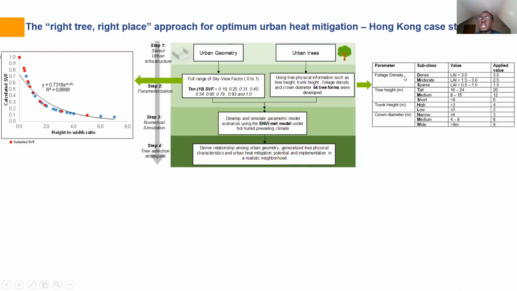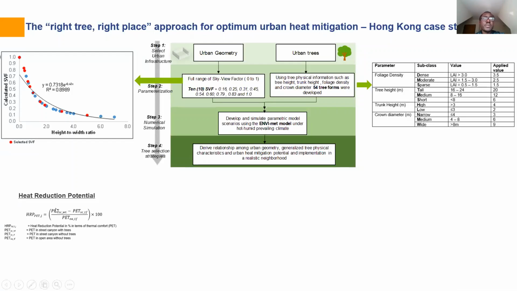But the point is, trees actually differ in terms of their physical, or morphological, characteristics. We then have to subclass each of these 4 parameters of trees into subclasses. With that, if we do the permutation and combination, we are able to derive 54 forms of trees. We couple that with 10 sky view factors, and then we had 540 scenarios. I then had to do the simulation in what we call the Heavy Met model. This model helps us to study the surface, plants, and building interaction in terms of urban climate. And I was able to derive what we call the PET.